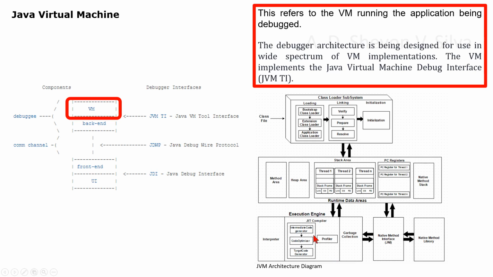Intermediate code generator produces intermediate code. Code optimizer is responsible for optimizing the intermediate code generated above. Target code generator is responsible for generating machine code for native code. Profiler, a special component, is responsible for finding hotspots, that is, whether a method is called multiple times or not.